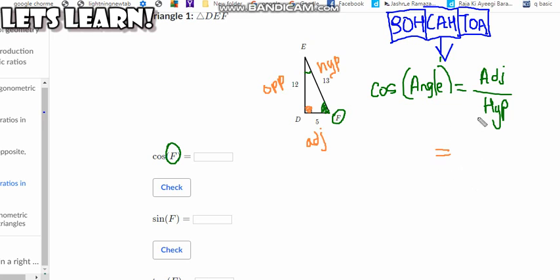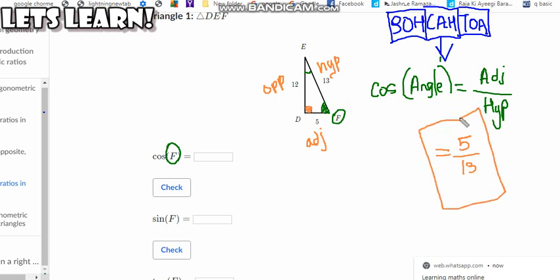So my adjacent side is 5 centimeter divided by the hypotenuse, and the hypotenuse is 13. So 5 upon 13, this is the ratio. इसको आप फ्रैक्शन फॉर्म में भी रख सकते हैं, but if you divide it, so when you divide the fraction you are supposed to get the answer in decimal, that is 0.384.